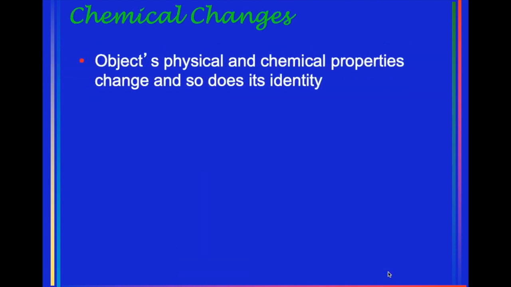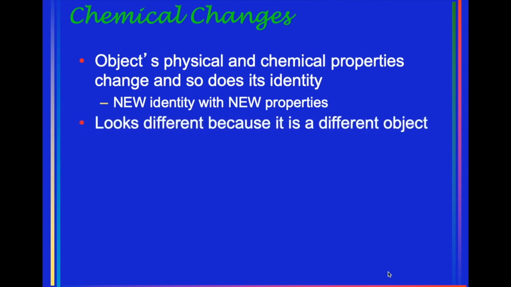A chemical change is where you have changed the physical properties. It looks different, but you've also changed the chemical properties because the identity has changed. It's a new identity with new physical and chemical properties. It looks different because it is actually different.